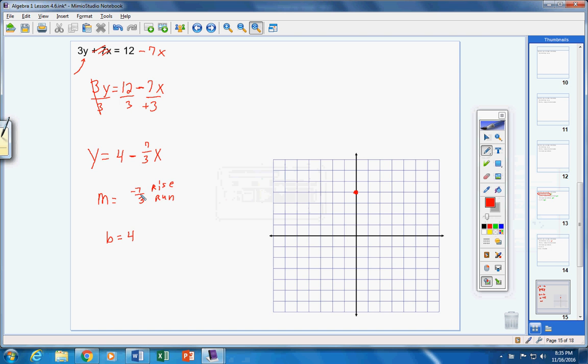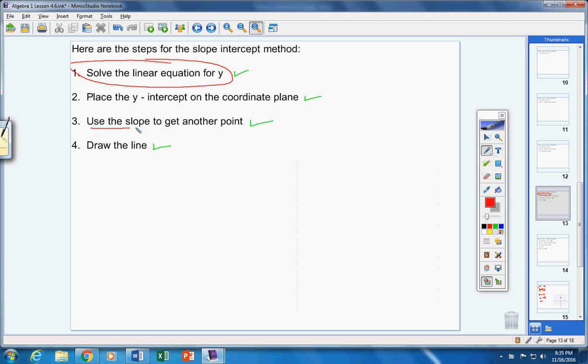Now, students, understand something. If this slope right here was positive, then it really wouldn't matter about your signs, okay? But if your slope is negative, you put the negative in the top or the bottom. It doesn't matter. Either one, okay? Alright, so here we go. Now watch what I do here. According to your steps, it says to use the slope to get another point. Hold on a second, guys, my pen is not working very well.